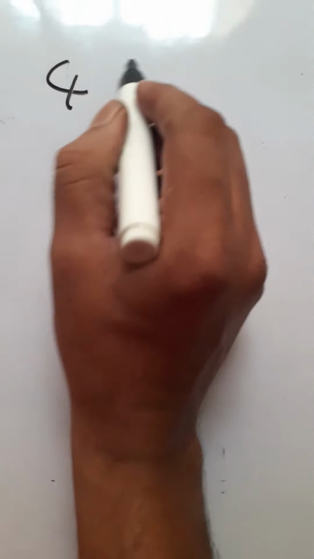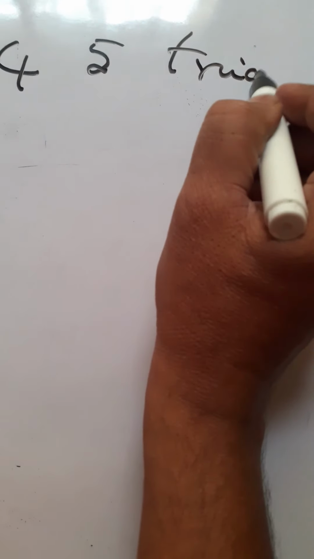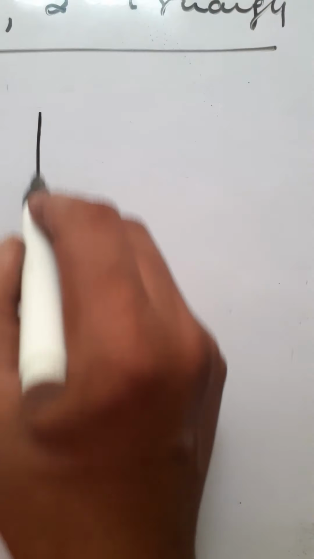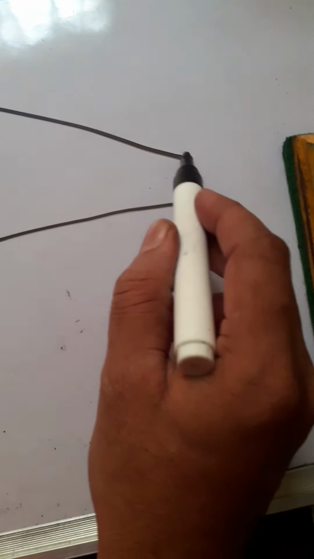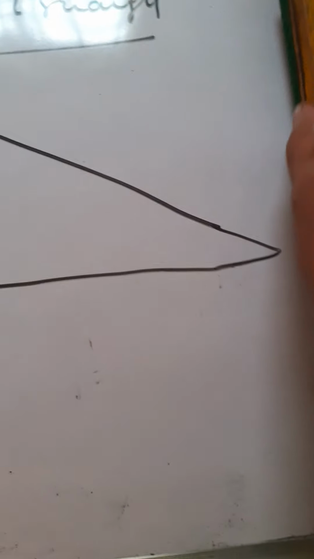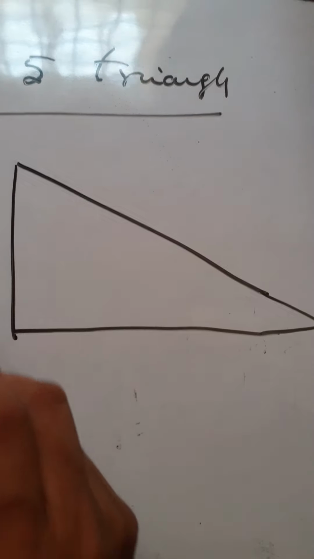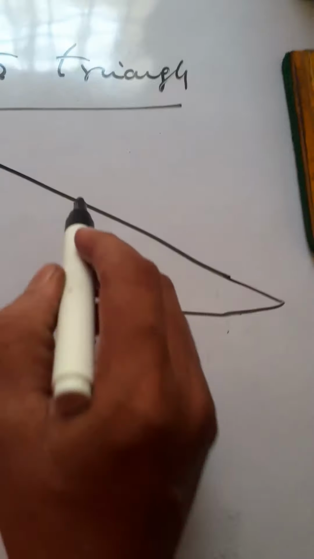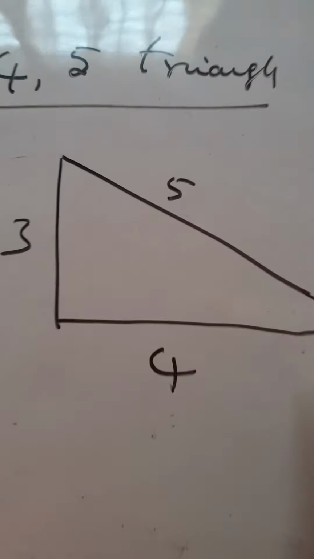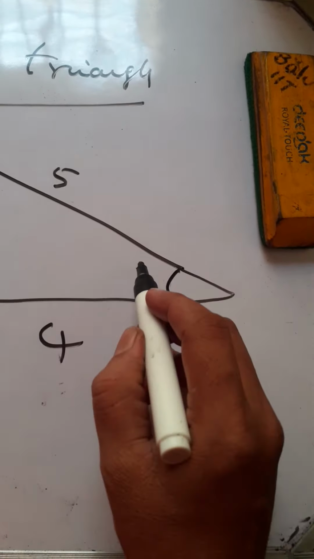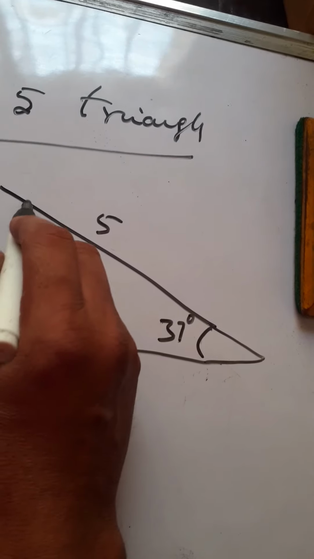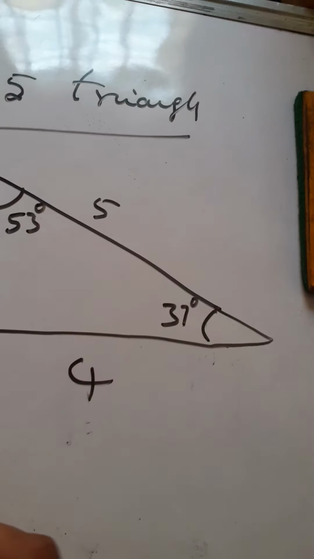The second topic is the 3, 4, 5 triangle. What is a 3, 4, 5 triangle? We know many trigonometric values, but in physics we use 37 degrees and 53 degrees. So this is 3, 4, 5. If you check the logarithm book, this angle is 37 degrees and this angle is 53 degrees.